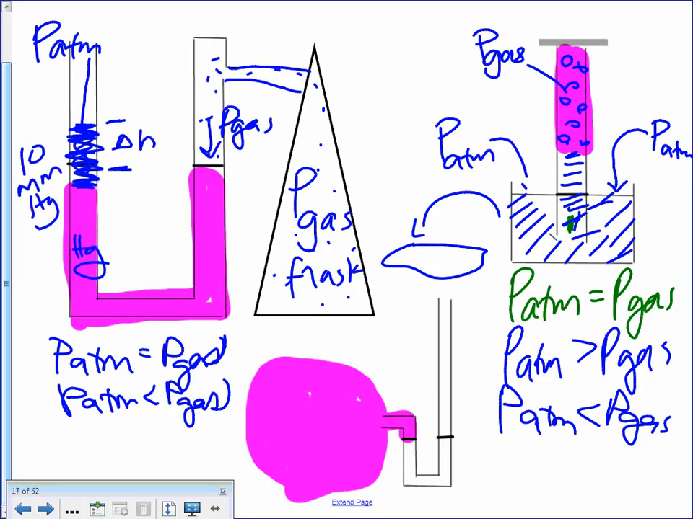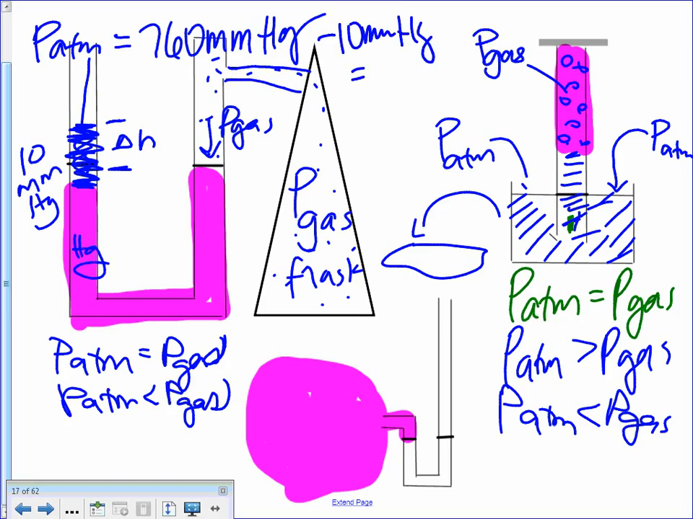So what's standard atmospheric pressure again? 1 atmosphere is about 760 millimeters of mercury. So the P of the atmosphere is supposed to be 760 millimeters of mercury. And we're saying the gas is pushing it back by a difference of 10 millimeters. What's truly the pressure of the atmosphere? So are you adding 10 or subtracting? Yeah, you're subtracting, so it's less than what we think it is. You're subtracting 10 millimeters of mercury, so it's actually 750 millimeters of mercury in this example.